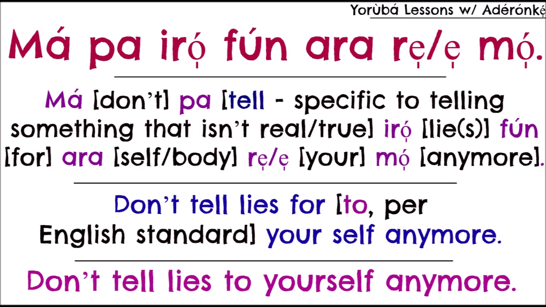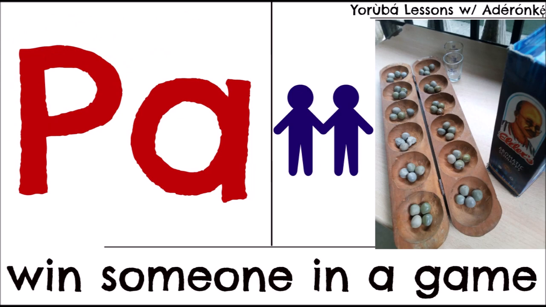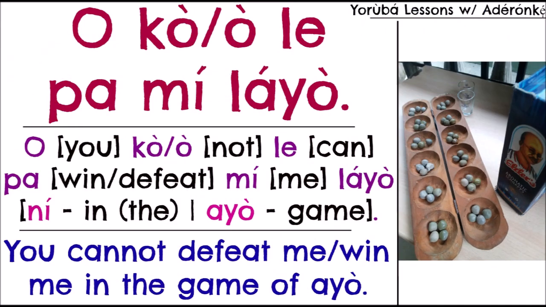Ma paro fun ara e mo. Don't tell lies to yourself anymore. Stop lying to yourself. Pa could also be to win someone in a game. In the case that it is most often used in, it's the Ayo game. Very interesting game. Example sentence would be, o ko le pa mi layo.